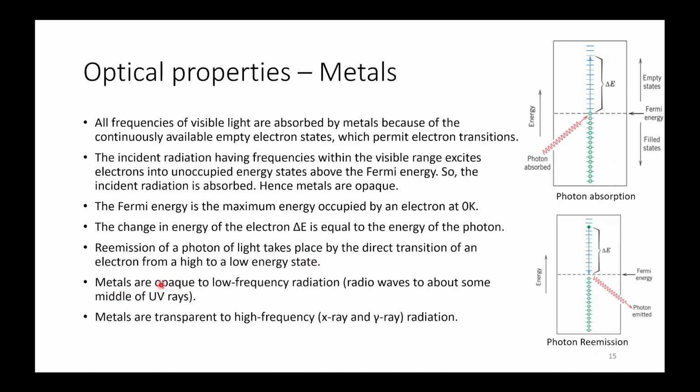Metals are opaque to low frequency radiation. So if radio waves are coming onto a metal, it will act as opaque, from radio waves to about the middle of ultraviolet rays. And metals are transparent to high frequencies such as X-rays and gamma rays.